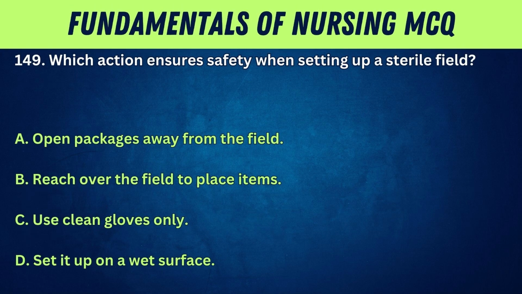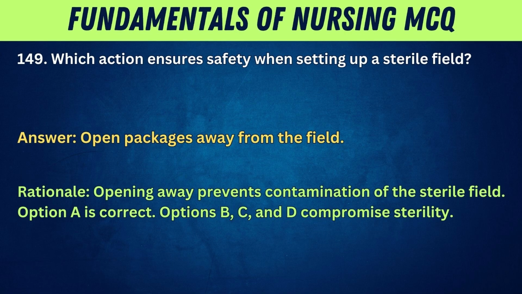149. Which action ensures safety when setting up a sterile field? A. Open packages away from the field. B. Reach over the field to place items. C. Use clean gloves only. D. Set it up on a wet surface. Answer. Open packages away from the field.